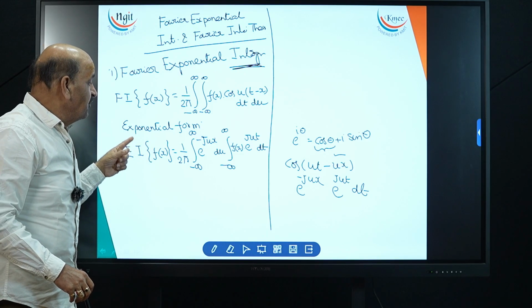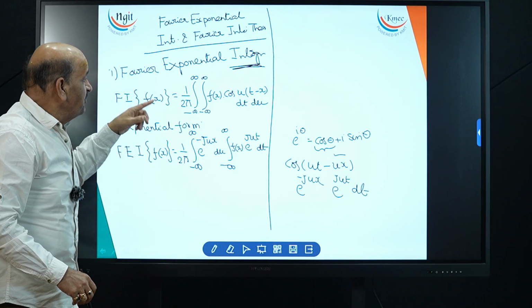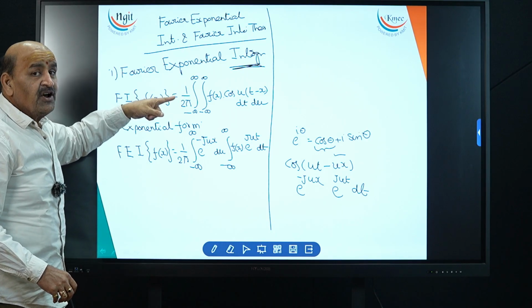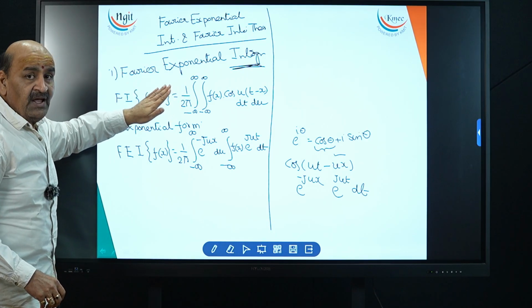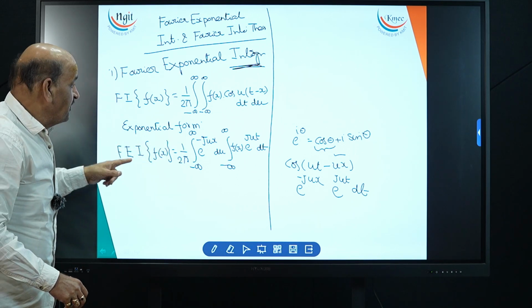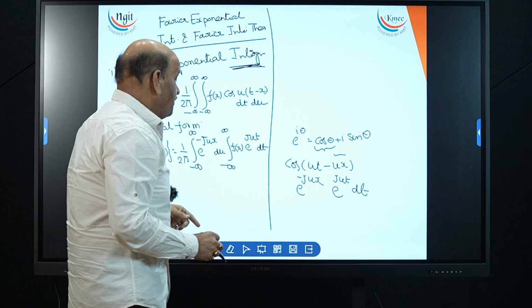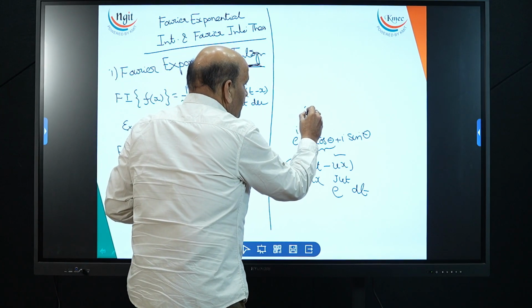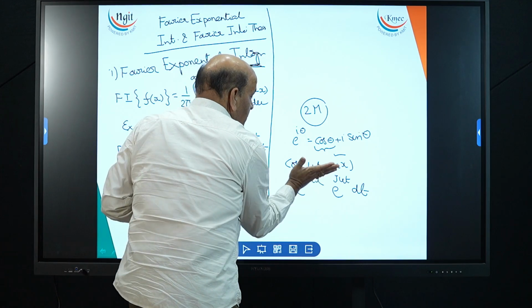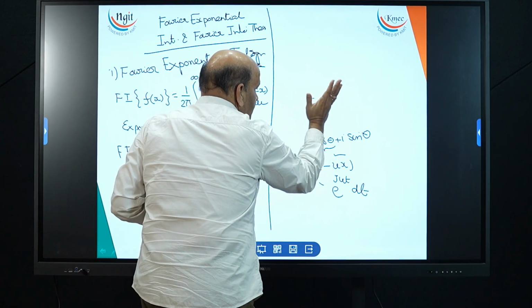Before writing the Fourier exponential integral, you are supposed to know the actual Fourier integral formula. From this formula only will we be able to write the Fourier exponential integral. This is asked in most cases for 2 marks: write the Fourier integral formula.